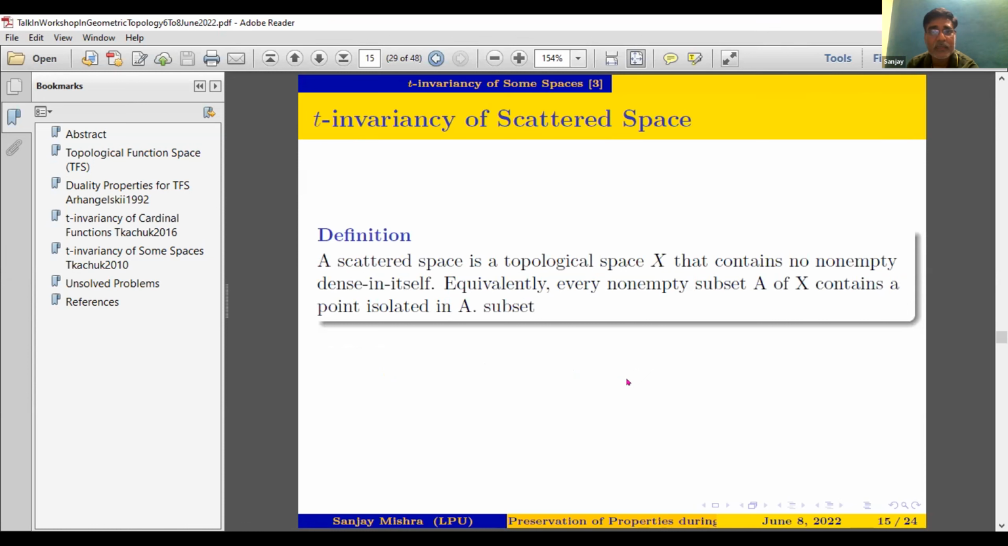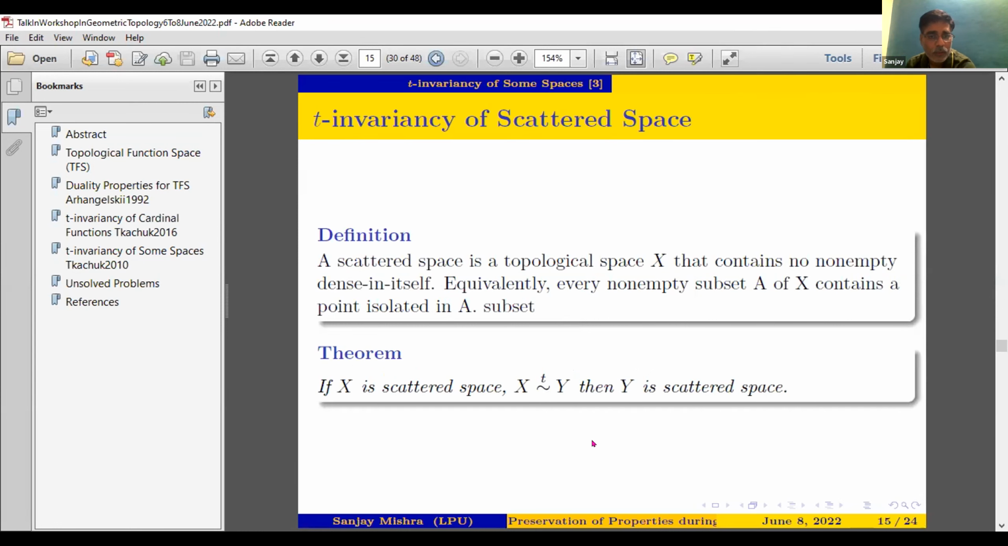Now the next result is the scattered space. A scattered space is a topological space that contains no non-empty dense-in-itself subset, or equivalently, every non-empty subset A of X contains a point isolated in A. Here it behaves very well like other spaces. So if X is a scattered space and X and Y are T-equivalent, then Y is also a scattered space. For all these results, you can see that it does not hold for homeomorphism, but for T-equivalency, it holds.